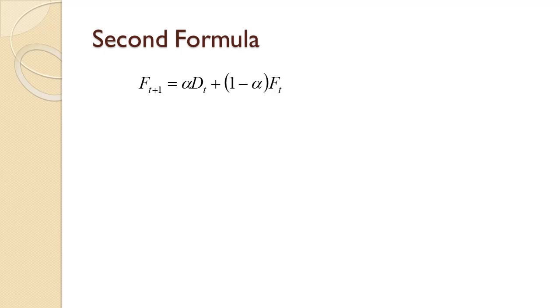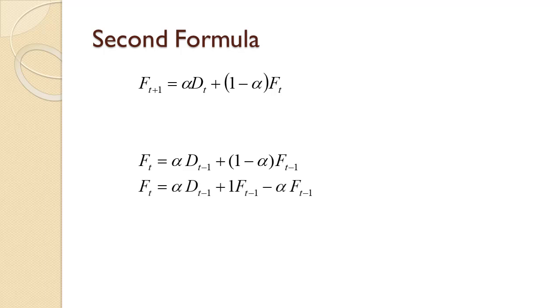If you are not interested in seeing the mathematical derivation, feel free to skip the rest of this slide. T and T plus 1 are just time periods. So we first replace T plus 1 with T, which also requires us to replace the T's with T minus 1. Next, we take the 1 minus alpha in parentheses and multiply through. 1 times f sub t minus 1 gives us just f sub t minus 1. Alpha times f sub t minus 1 gives us alpha f sub t minus 1.